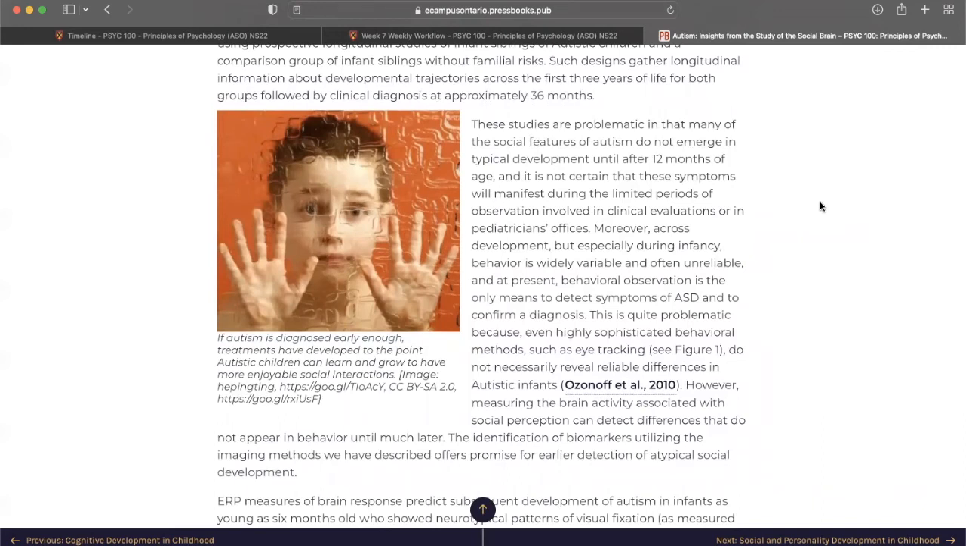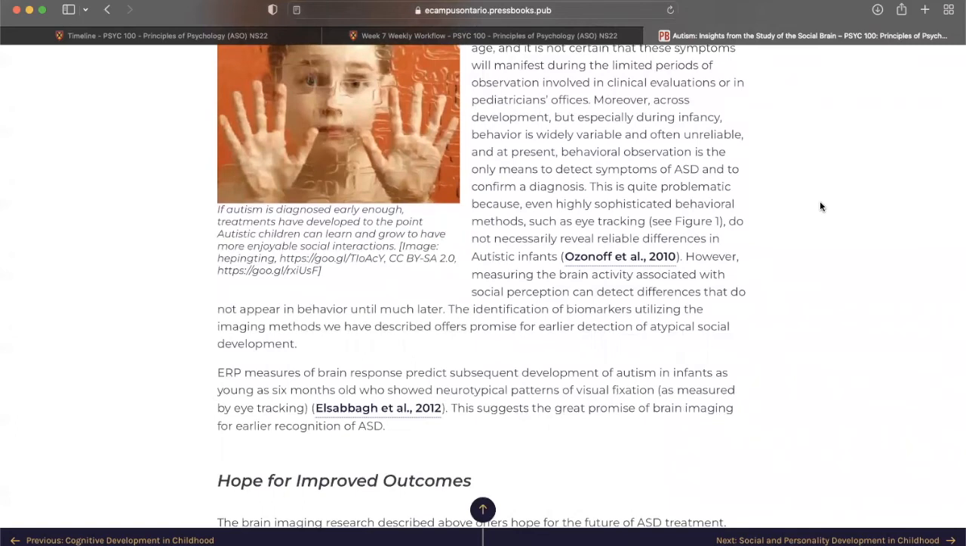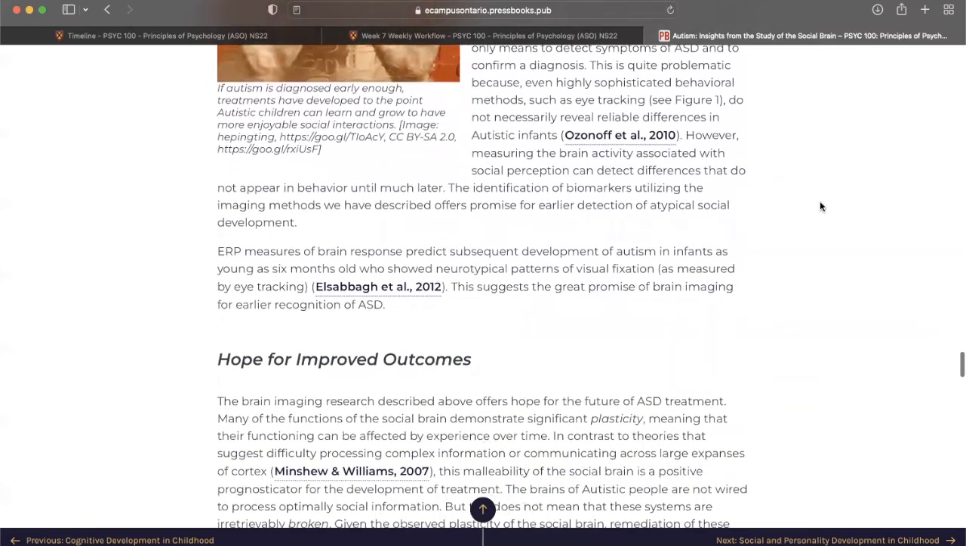Moreover, across development, but especially during infancy, behavior is widely variable and often unreliable, and at present, behavior observation is the only means to detect symptoms of ASD and to confirm a diagnosis. This is quite problematic because even highly sophisticated behavioral methods, such as eye tracking, do not necessarily reveal reliable differences in autistic infants. However, measuring the brain activity associated with social perception can detect differences that do not appear in behavior until much later.